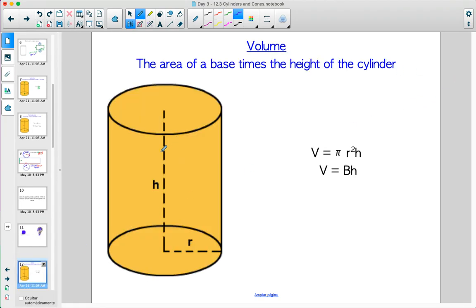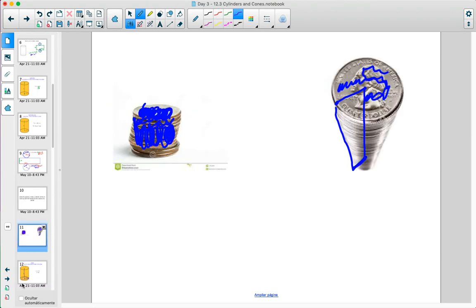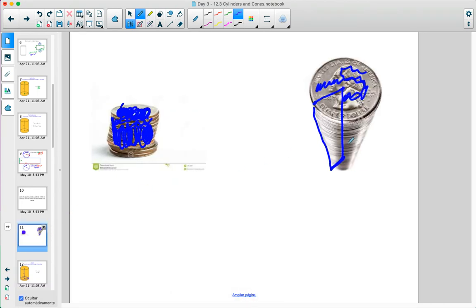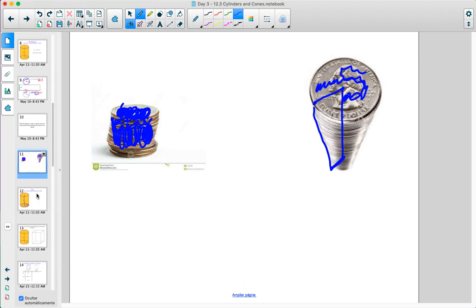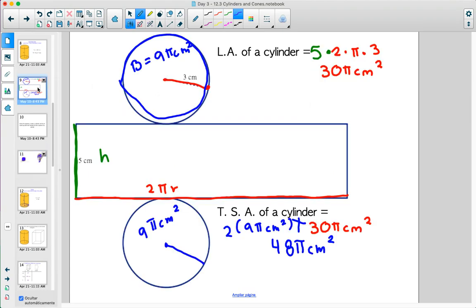So here's the volume of a cylinder. The volume of a cylinder is pi r squared, which you might remember is the area of one circle, times the height, so times how tall this is. That makes sense because if you have quarters and you're stacking them on top of each other, that's going to create a cylinder. Pretty straightforward. So now what we're going to do is go back to this. I'm going to go ahead and duplicate this.